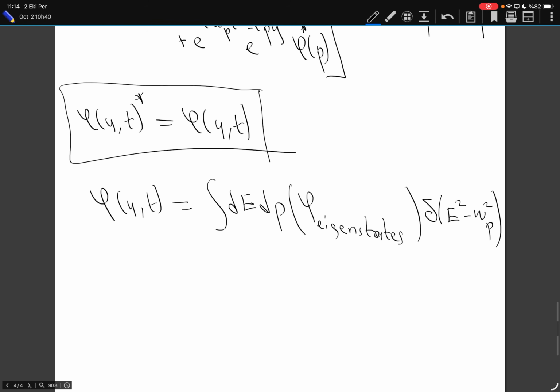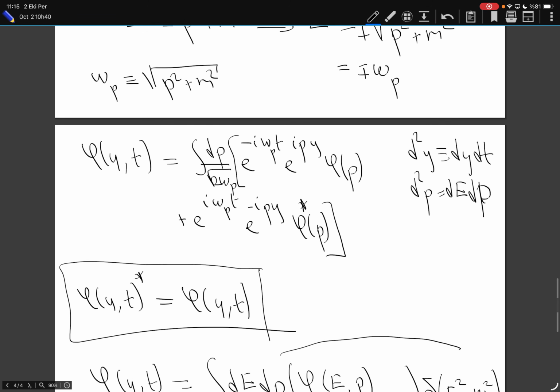That's the condition of quantizing the energy. In a sense, those functions phi of E and p are energy eigenstates only if E squared is equal to omega p squared. Otherwise, they are not eigenstates of my Hamiltonian. So I need to sum over all phi of E and p subject to that condition.